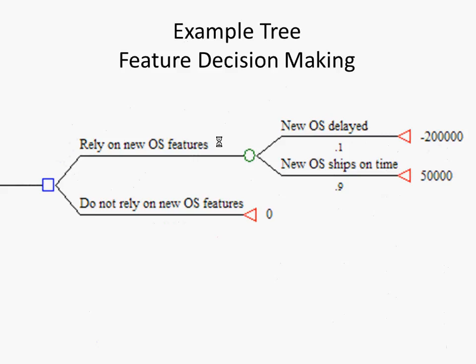So we might have sort of a decision here. Okay, should we rely on new features of the OS or not rely on them? And here, if we do rely on it, then we have this further uncertainty about whether the OS is going to ship in time or not. And if we wanted to choose which way to decide back here, based on these possible eventualities, we might try to associate numbers with these.